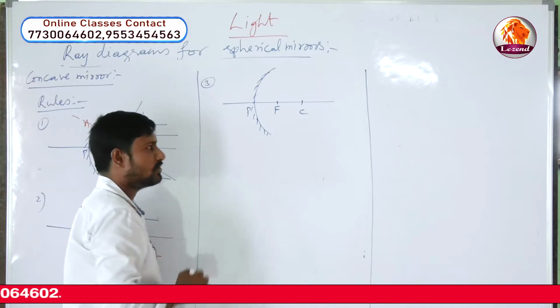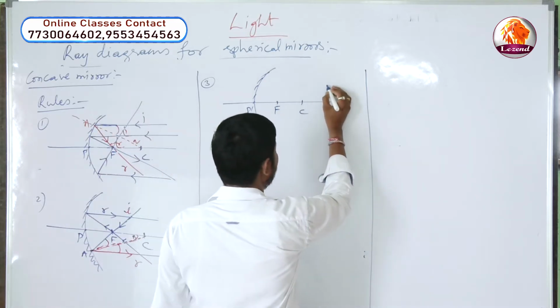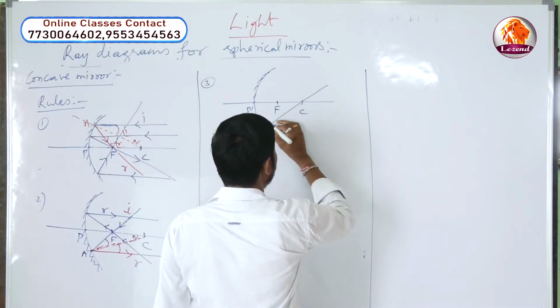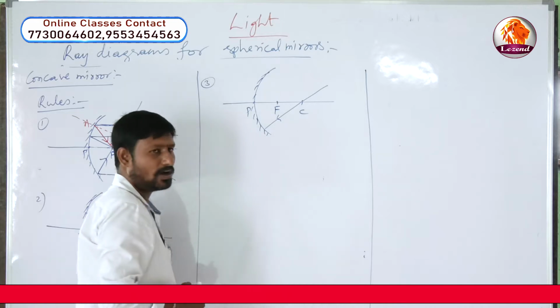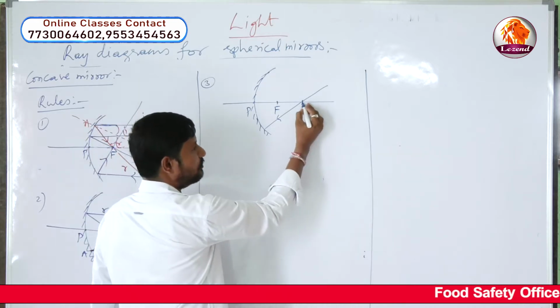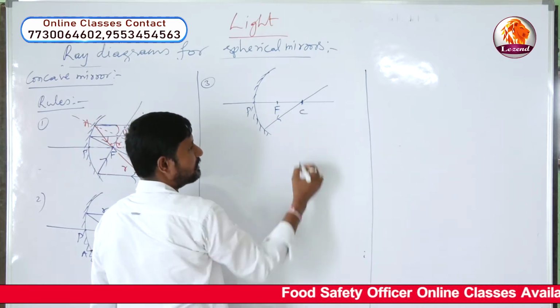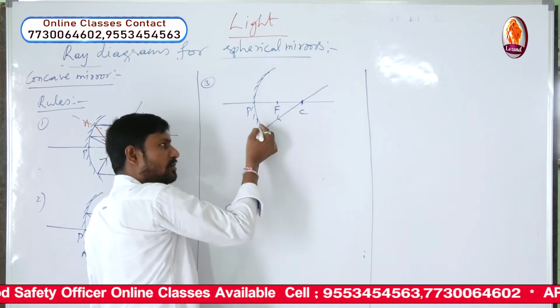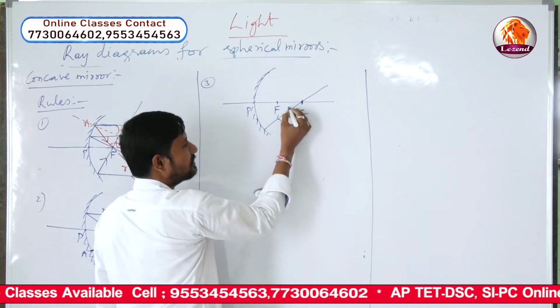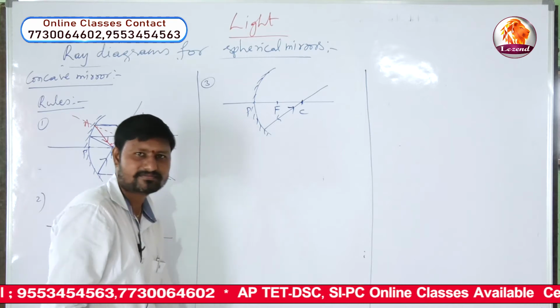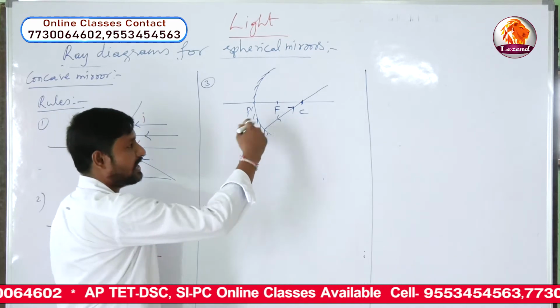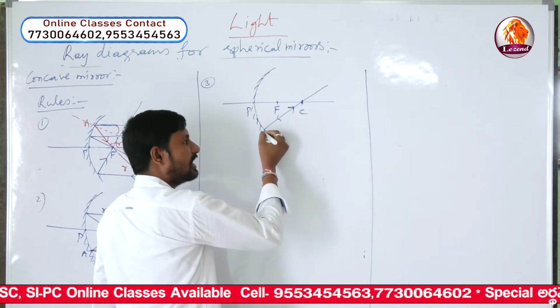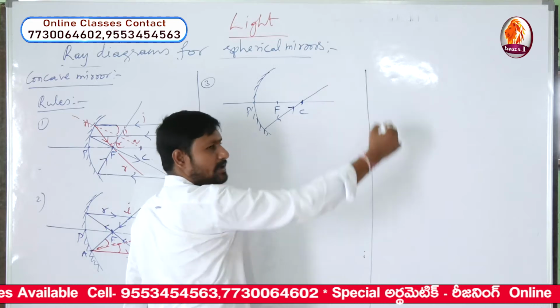Concave mirror. Any light ray coming from the object and incident on the mirror, how is it coming? It is passing through the center of curvature. A light ray coming from any object passing through the center of curvature, after reflection, simply bounces back. This is only the incident ray. Along the same path, it will bounce back.